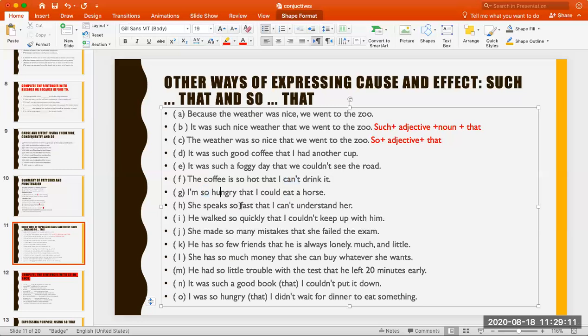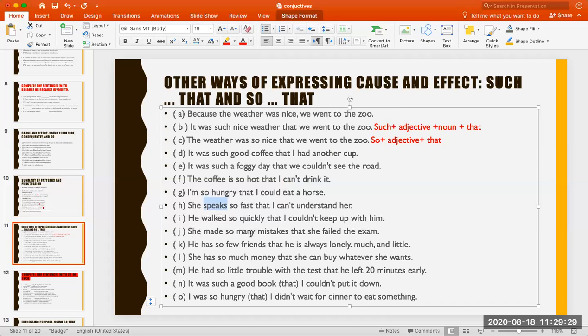This is an adverb. So adverb that I can't. Because speaks is present, we use can't. If it is spoke, it should be I couldn't. She spoke so fast that I couldn't understand her. He walked so quickly that I couldn't keep up.